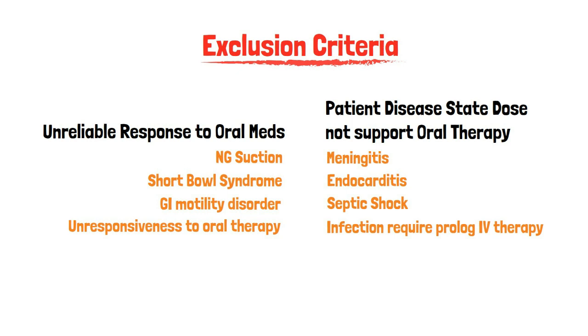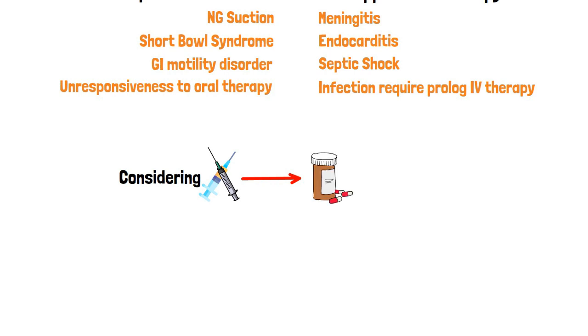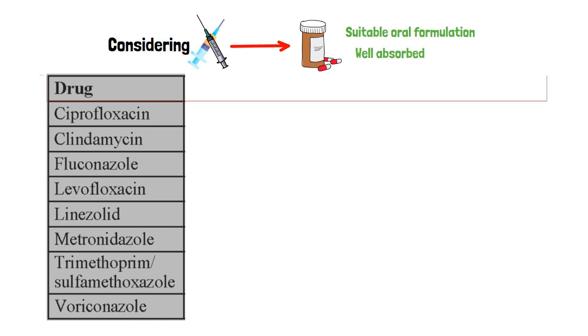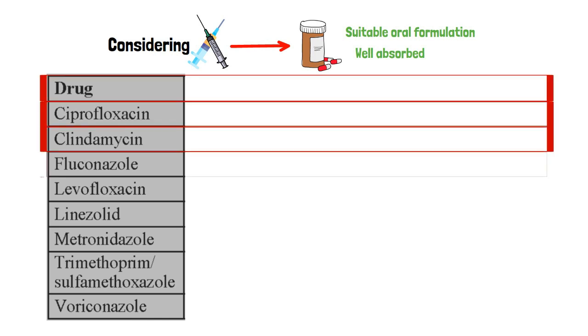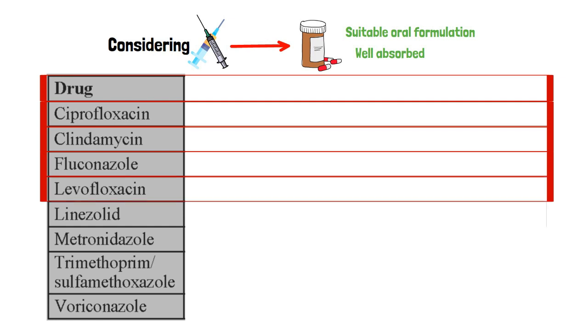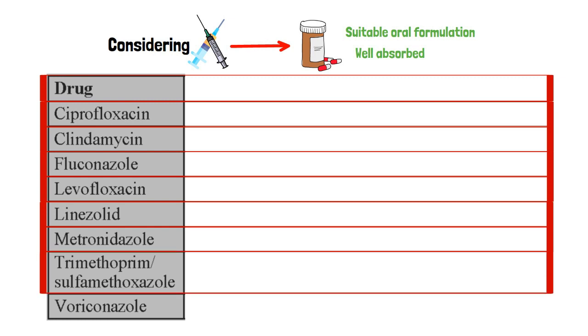When considering a switch from IV to oral antibiotics, it is essential to ensure that the antibiotics have a suitable oral formulation available and are well absorbed after oral administration. These antibiotics include ciprofloxacin, clindamycin, fluconazole, levofloxacin, linezolid, metronidazole, trimethoprim and sulfamethoxazole, and voriconazole.